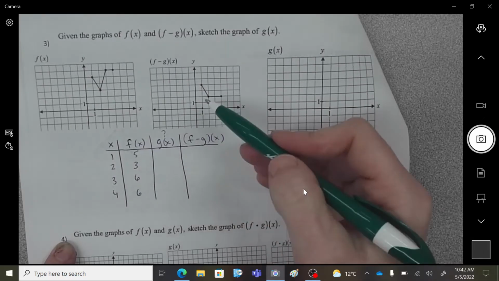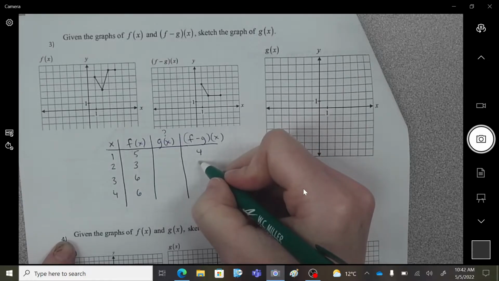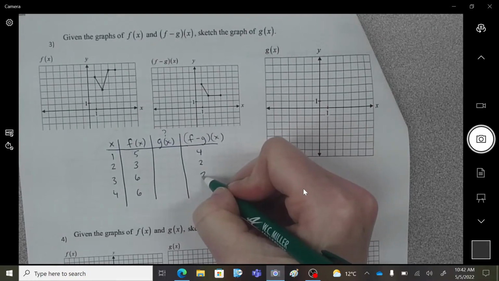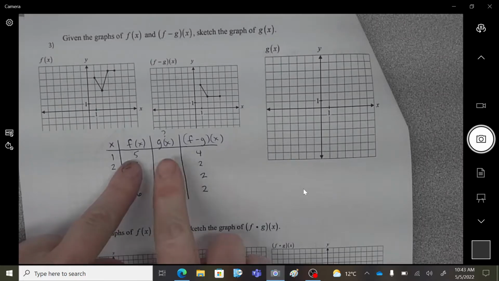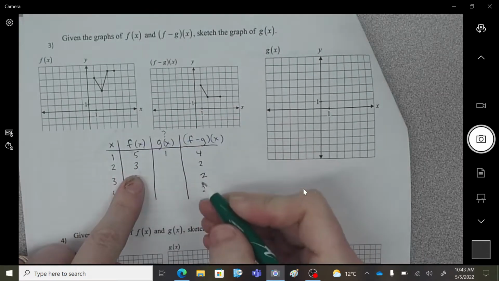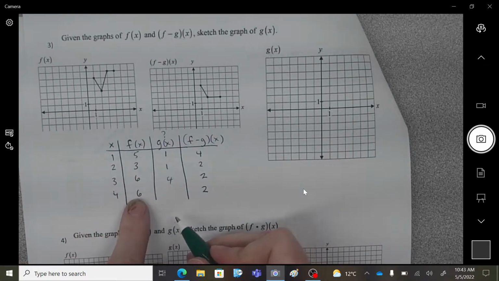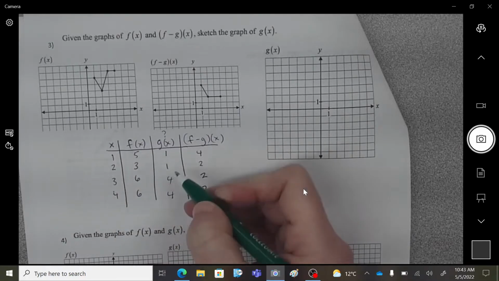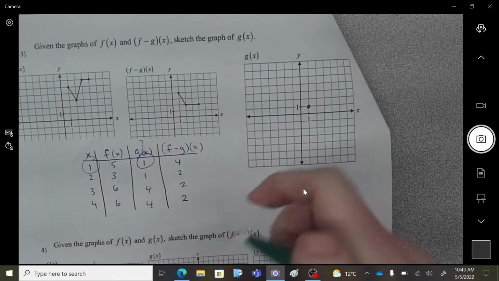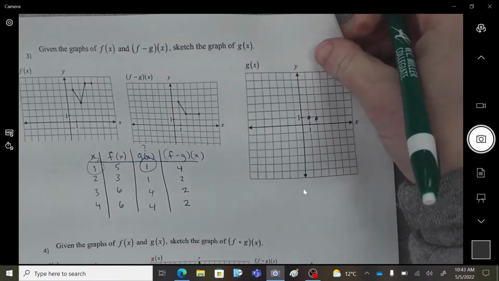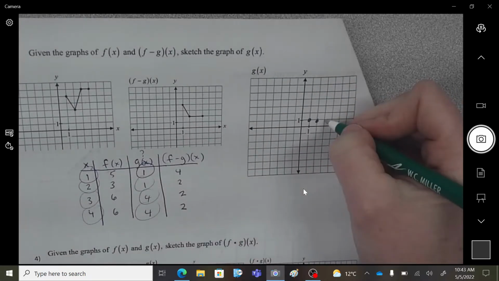We subtracted here, so this height is 1, 2, 3, 4, 2, 2, and 2. Okay, so what would we need here? So 5 minus what would have given me 4? So 1, 3 minus 1 would have given me 2, 6 minus 4, 6 minus 4. So my coordinate would have been 1, 1, 2, 1, 3, 4, and 4, 4.